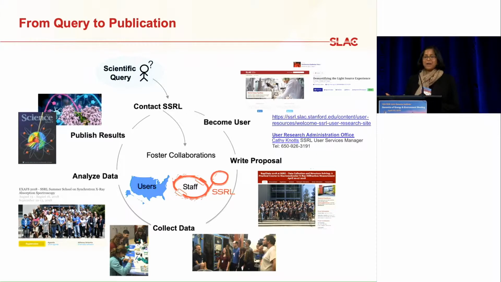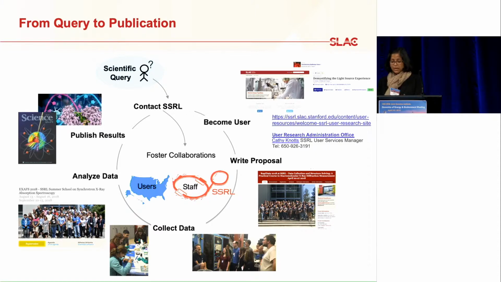And in case you're not interested in a full-blown synchrotron experience, we can also set you up with collaborators, both as staff scientists or other staff at SSRL, or with our really large user community. We have about 3,000 users. And so there's these two ways of doing science.